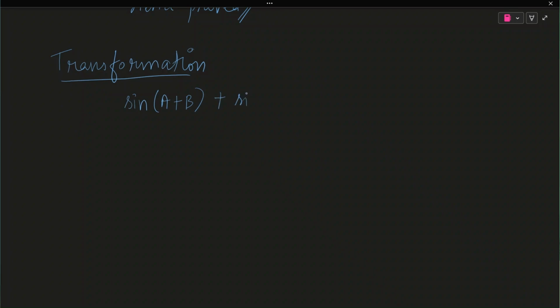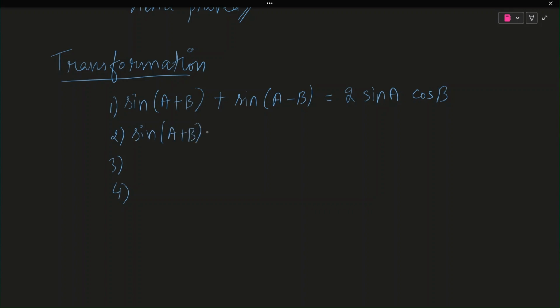plus sine of a minus b would give me 2 sine a cos b. So I would like to take the basic identities, and I would like to just add or subtract based on that. So sine of a plus b minus sine of a minus b would give me 2 cos a sine b.